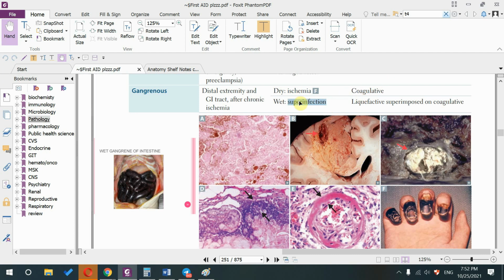What does superinfection mean? Well, superinfection means that some microorganism has led to this by forcing the immune system to degrade the tissue with hydrolytic enzymes. And when we say hydrolytic enzyme, we think about which type of necrosis? Good, liquefactive necrosis. So it is liquefactive superimposed on coagulative.